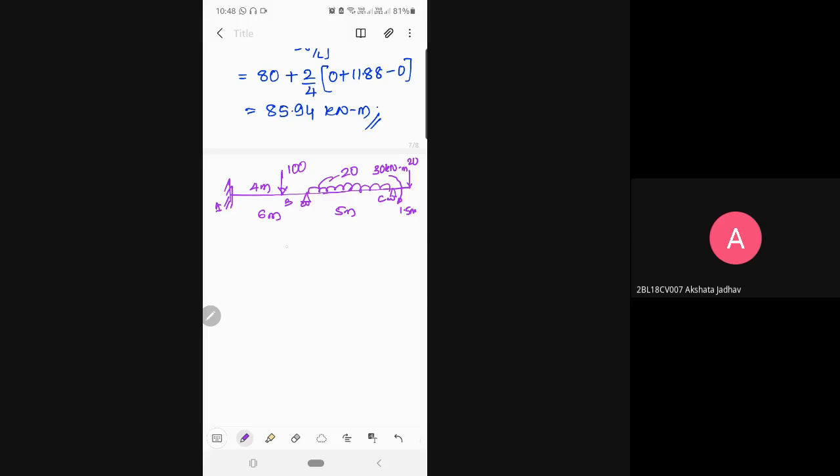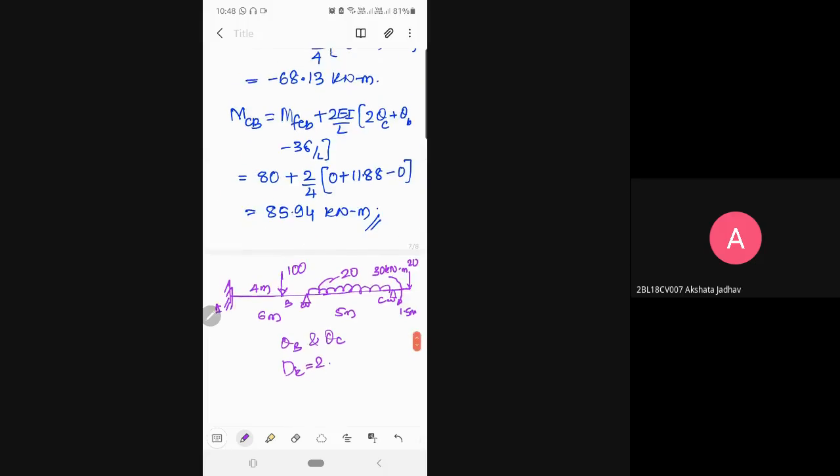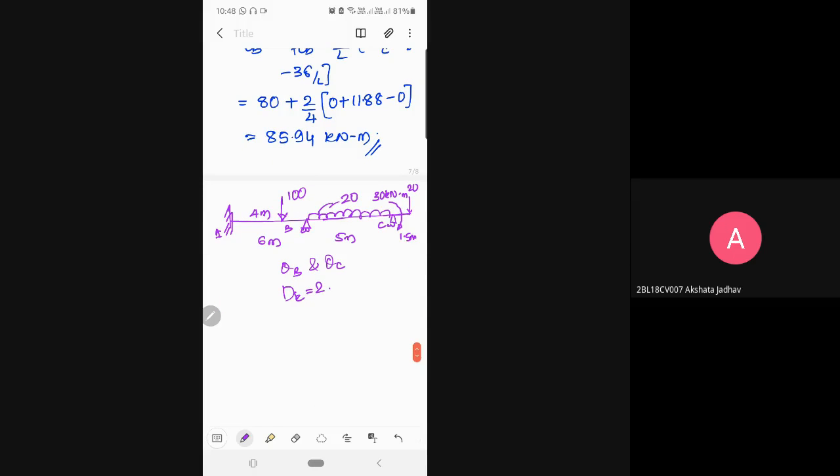The unknown values will be theta B and theta C. Again, the degree of freedom is 2. Clear? Try solving this problem, the first and the second problem, and we'll take this in the next class. Any doubt?